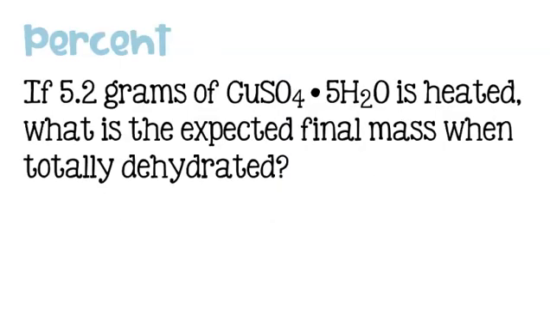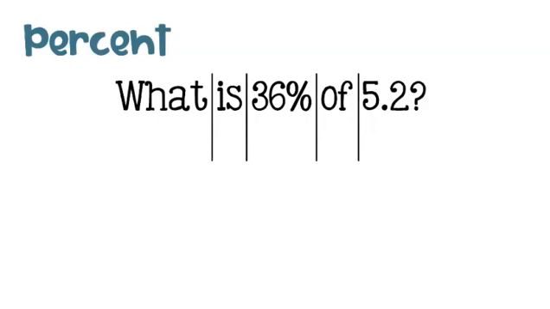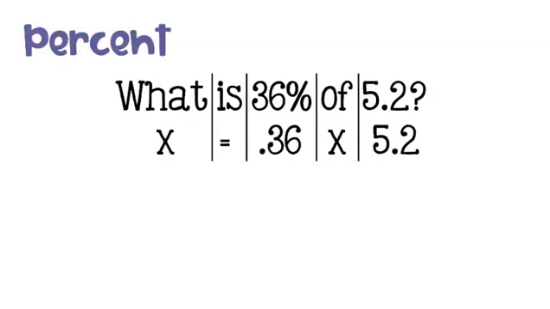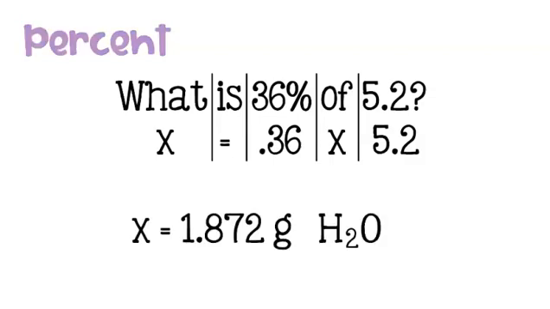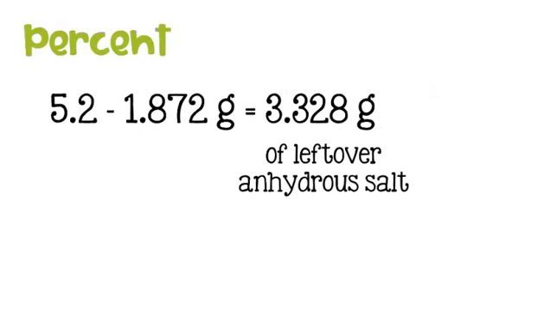Alternatively, we could use the percent. If 5.2 grams of copper(II) sulfate pentahydrate is heated, what is the expected final mass when totally dehydrated? So we know that 36% of the compound is water. So we want to know what is 36% of 5.2, or x equals 0.36 times 5.2. Keep in mind, we always change percents to decimals before performing math with them. Once we do that calculation, we once again get 1.872 grams of water, and then we have to subtract to get the leftover salt.